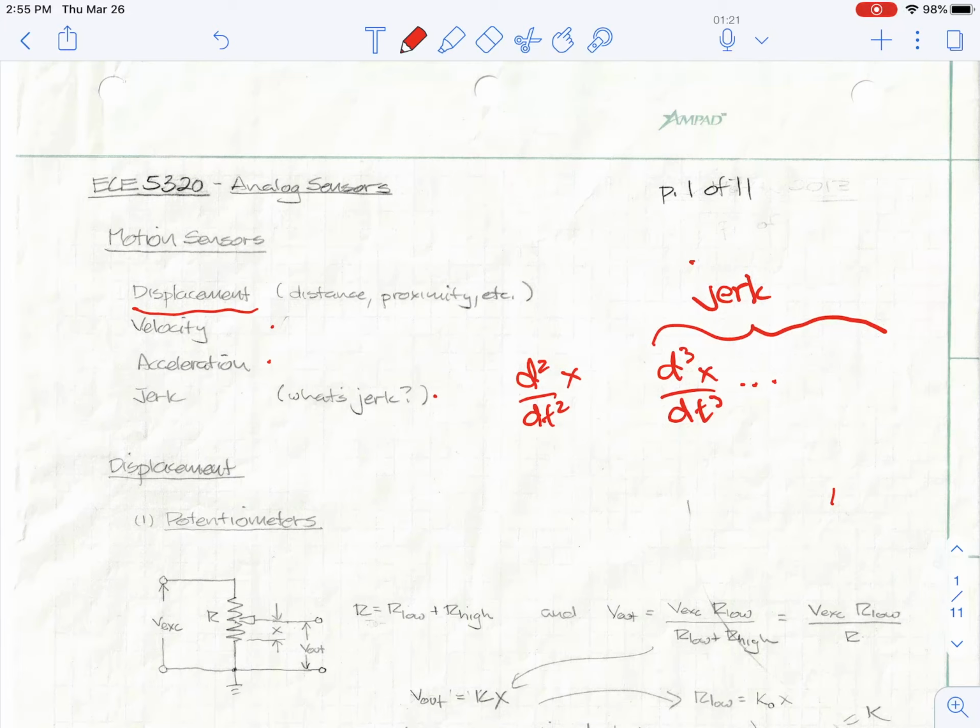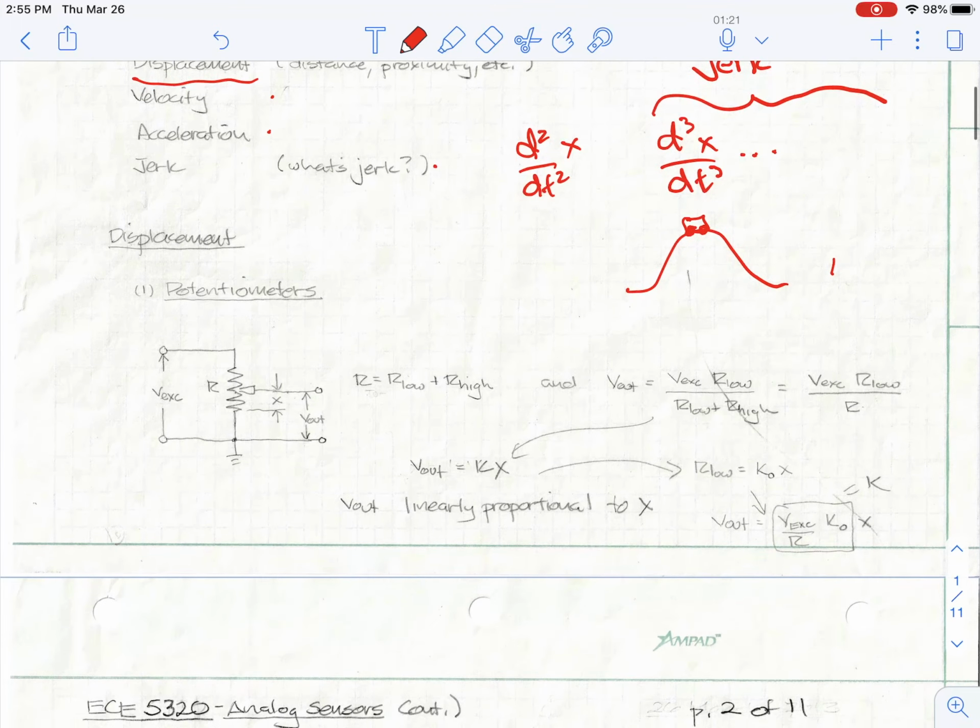I heard a story about a roller coaster manufacturer whose roller coaster profile was creating incredible levels of jerk for the passengers, and most of the test passengers would get off the roller coaster with blood coming out of their ears. So they had to modify the profile in order to take care of that.